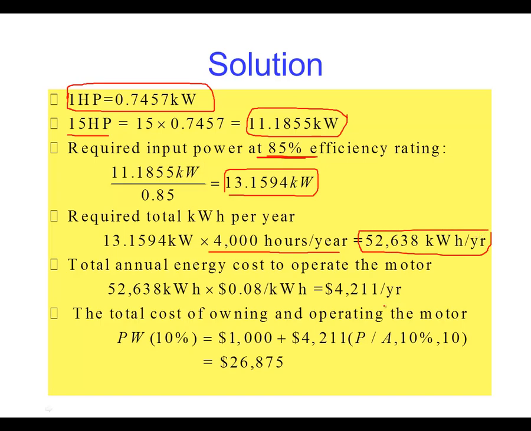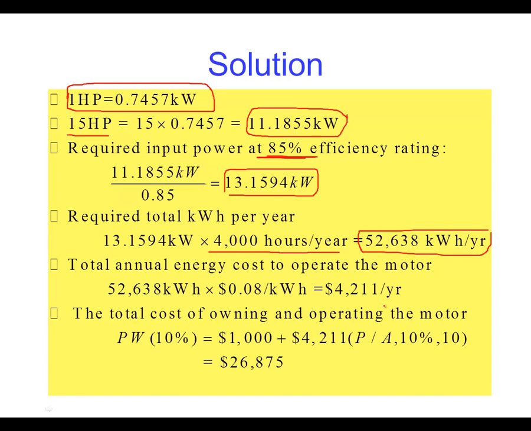The cost of each kilowatt hour is $0.08. So we multiply by the 52,638 and we get $4,211 per year. So this is the amount of dollars spent operating the machine for a whole year.